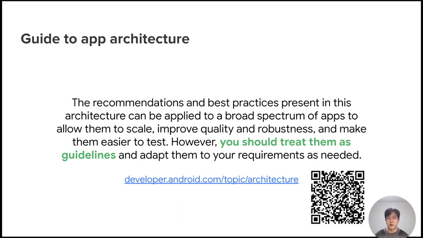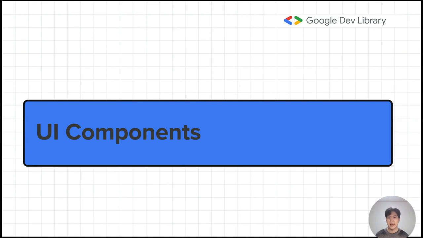So we've explored the app architecture of Pokedex. But please keep in mind that this architecture is not the best choice for every project, and you should treat them as guidelines. If you'd like to learn more about app architecture, you can check out Google's official guidelines about recommended architecture for building robust and high-quality applications. Next, let's explore UI components that are used to build screens on Pokedex.